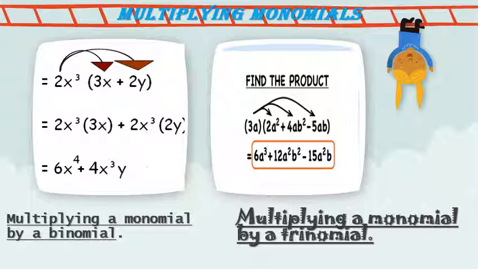So we multiply 3a into 2a squared, which gives us 6a cubed. Again we multiplied the 3a with the second term 4ab squared, which gives us 12a squared b squared. The 3a multiplied with the third term, that is minus 5ab, gives us the answer minus 15a squared b. So here we have discussed the multiplication of the monomial with a binomial and also the multiplication of a monomial by a trinomial.